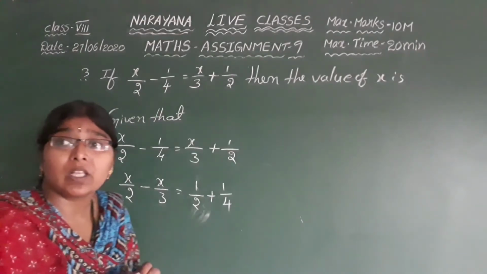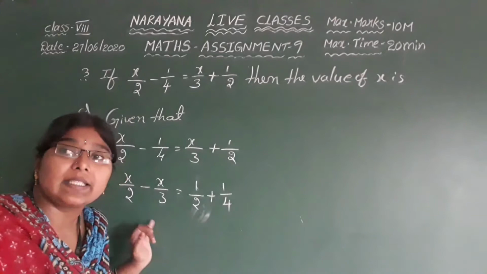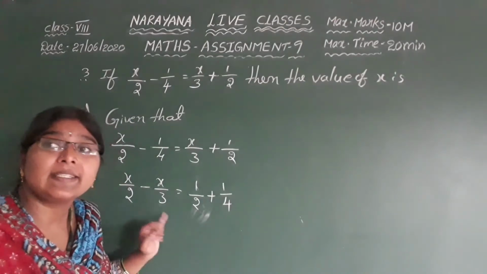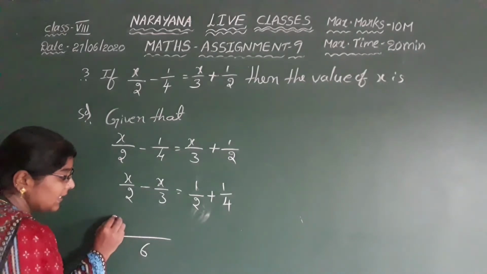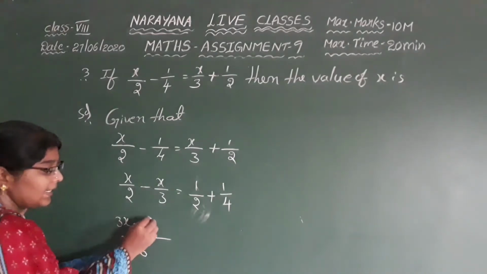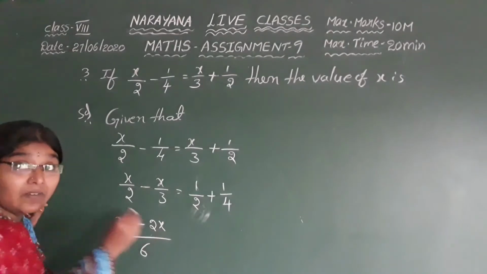So different denominators means what we do here? We are doing LCM. What is the LCM of 2 and 3? It is 6. So 6 is the LCM. In how many times is it cancelled? 3 times. That means 3x, and it is cancelled 2 times. So here we are taking 2x.